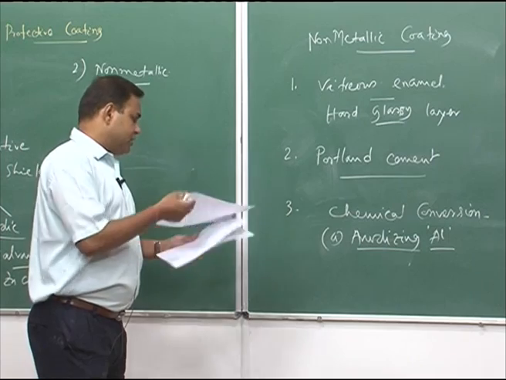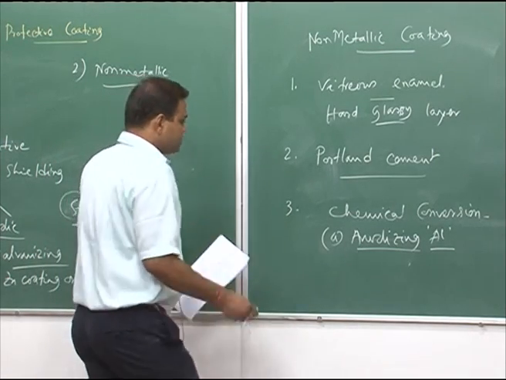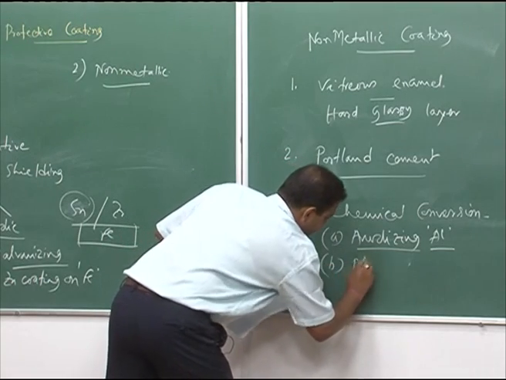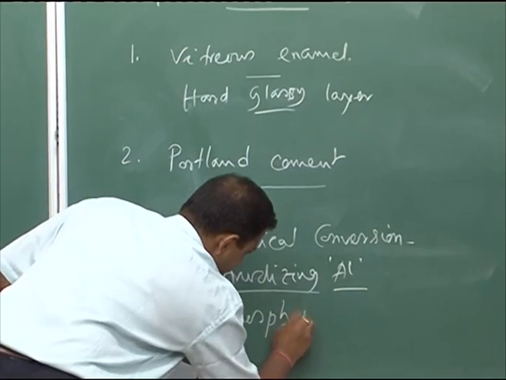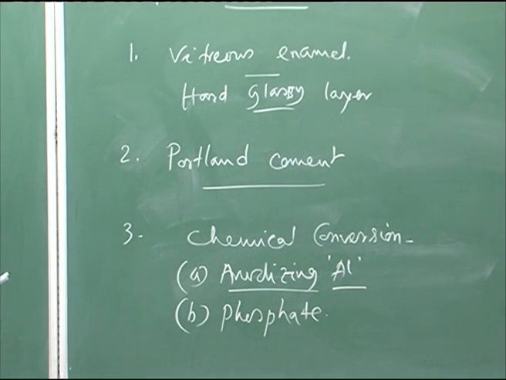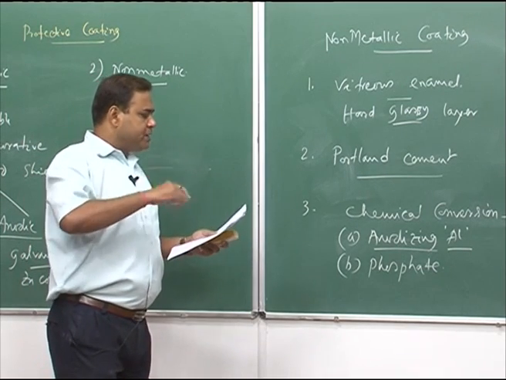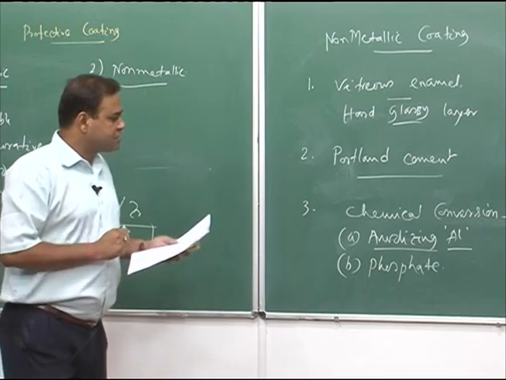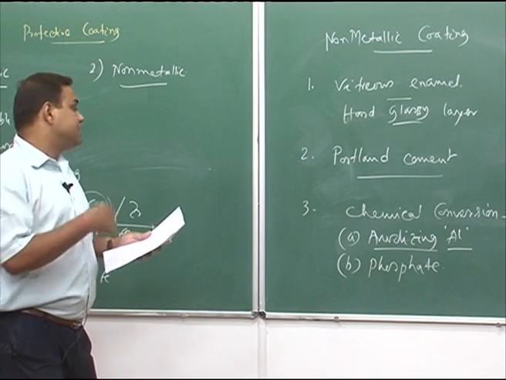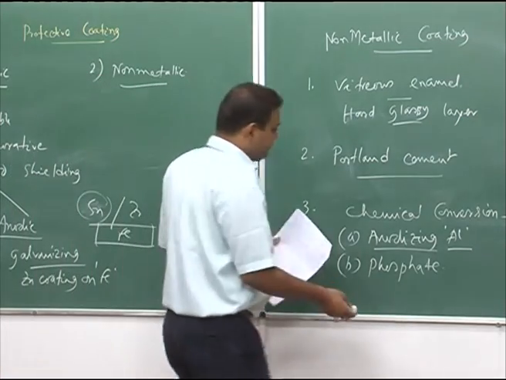Then we can also have phosphate coating. Phosphate coating, in the case of iron, if we dip it in dilute phosphoric acid, then iron phosphate would form on the metal surface, and that gives the protection. Okay.